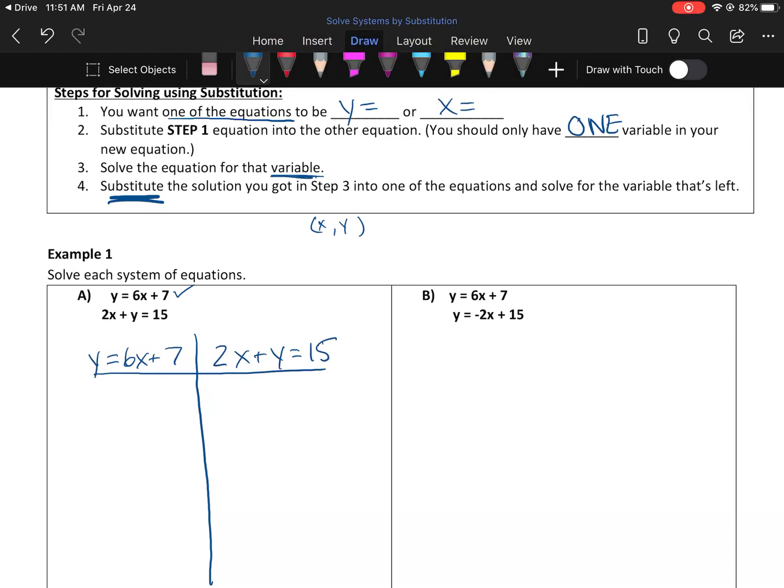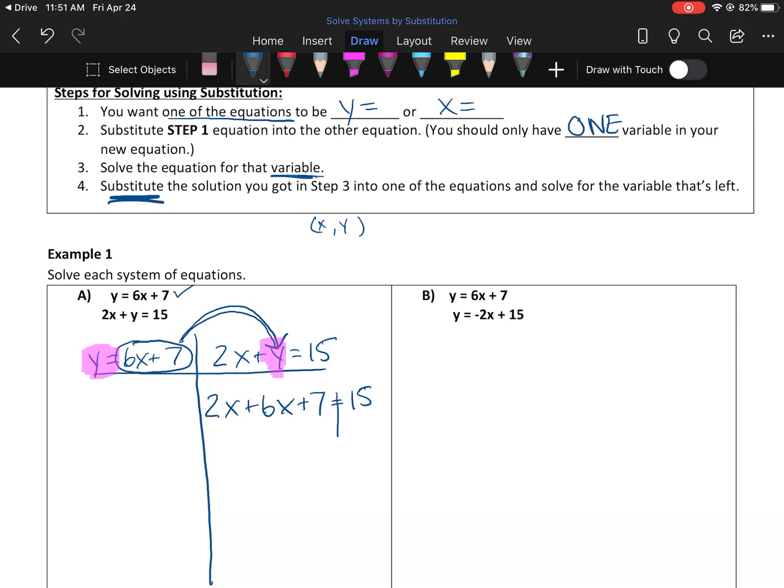So here's what we're going to do. I'm going to replace the y equals. I'm going to circle this, and this is going to act as my substitute in for y. Notice it's y equals, so I'm going to put it in for y. The only thing that's changing is the y value. So I still have 2x, but instead of y, I'm going to follow my arrow and write that as plus 6x plus 7, and then I still have equals 15. Notice I only have x in my new equation. That's what step 2 was talking about.